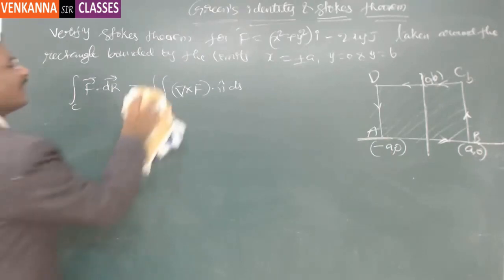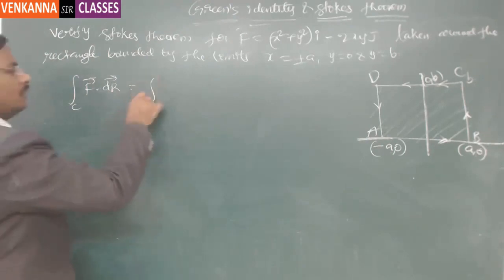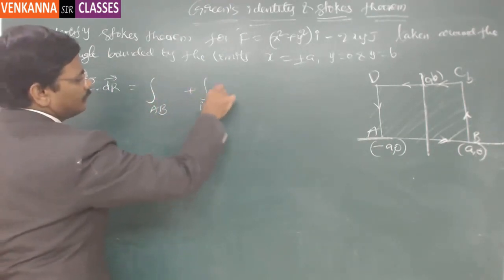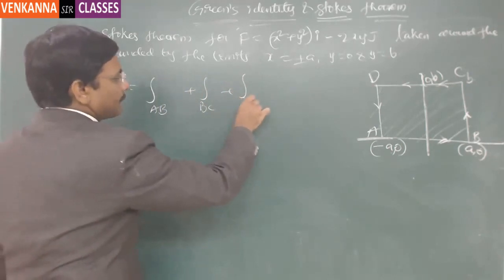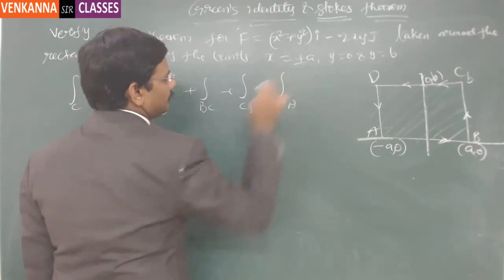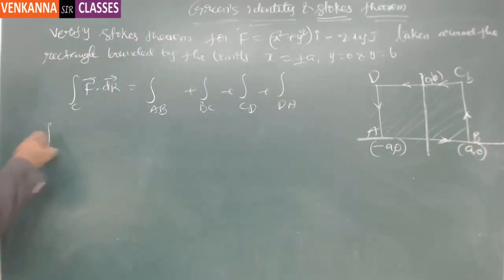Okay, so let us find the line integral. This line integral is divided into the line integral over AB plus the line integral over BC plus the line integral over CD and then DA. Got it? Then the integral over the contour C. So this is line AB, where x varies from minus a to plus a.